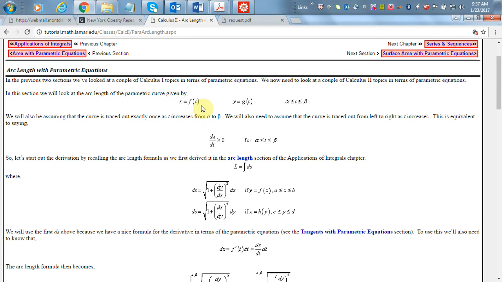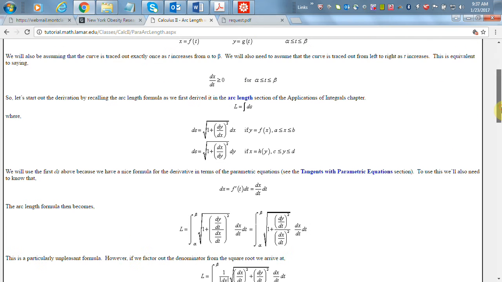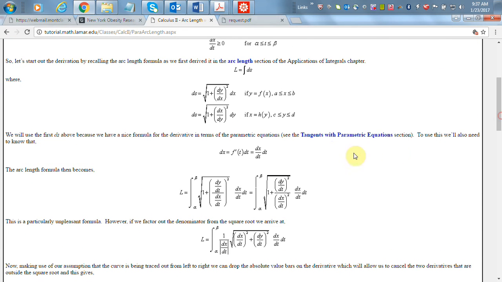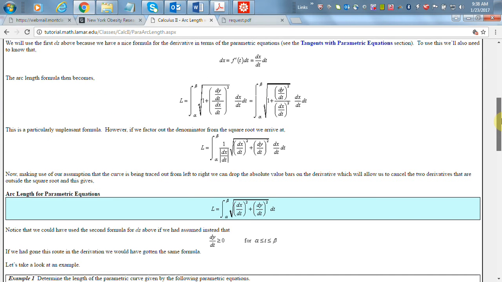So if x is given by f of t, y is given by g of t, and you can continue on, z is given by h of t, then they keep going down. The arc length formula is this guy right here. They should have a more condensed formula. There it is. So here you will have, with dy/dt squared, a dz/dt squared as well. And you'll have to go from alpha to beta.